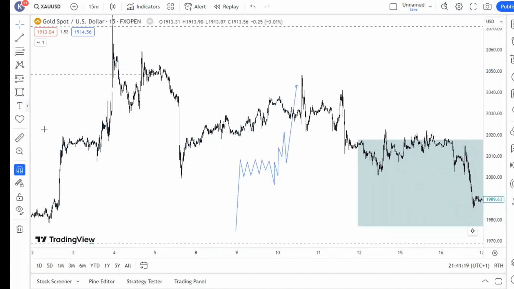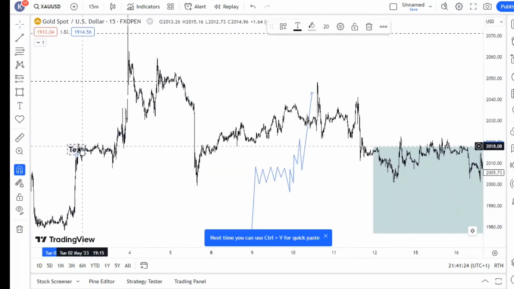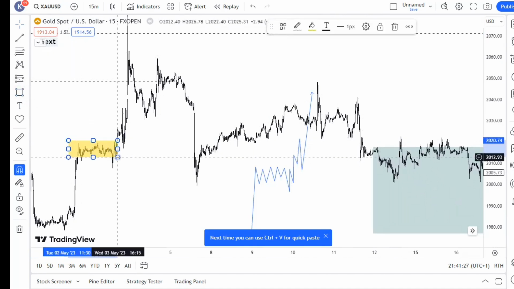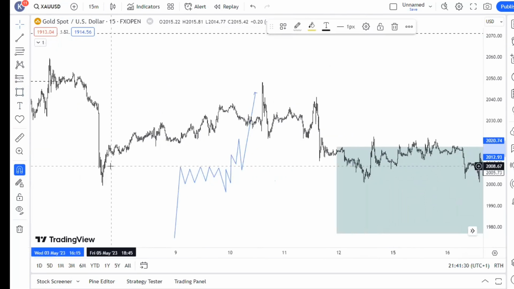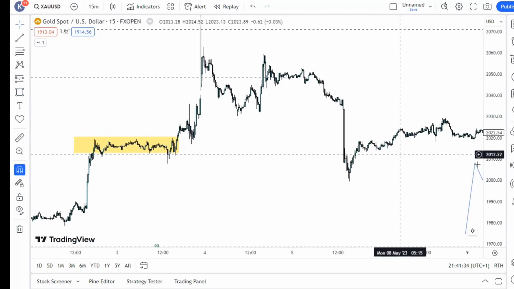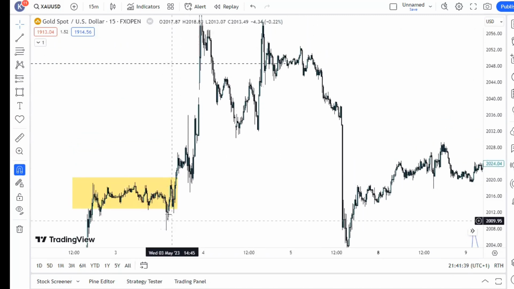Now let me explain. Consolidation right here. You can see this little move right here. Let me show you guys. This little move right here.